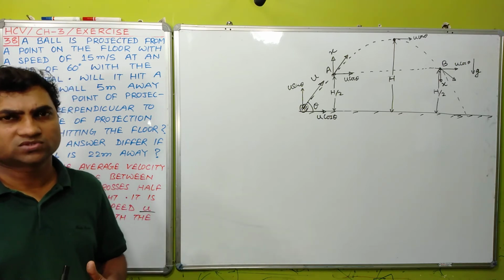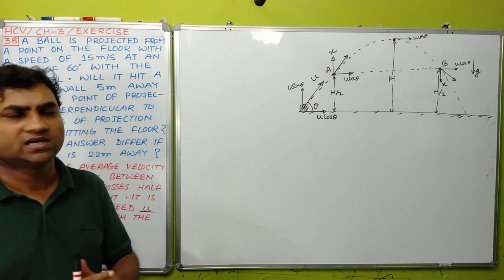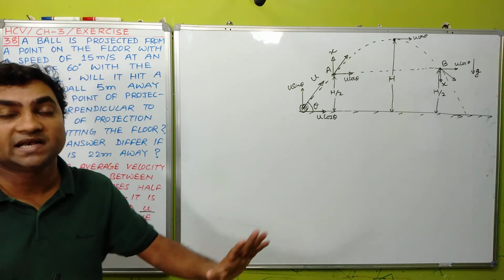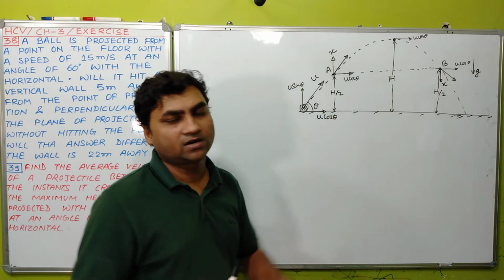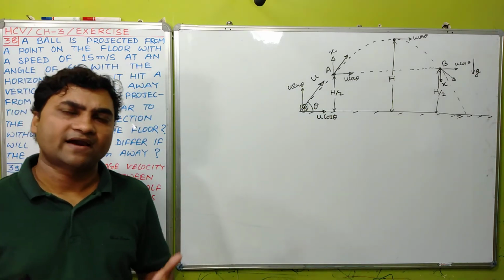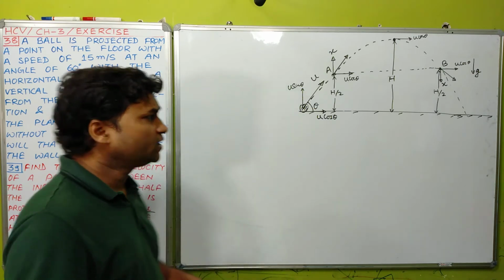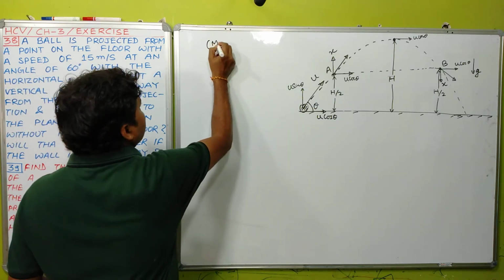In one line, you have to find the average velocity if in the horizontal direction a particle is moving with constant speed u cos theta. Obviously its average velocity will also be the same, that is u cos theta. So this is method 1.